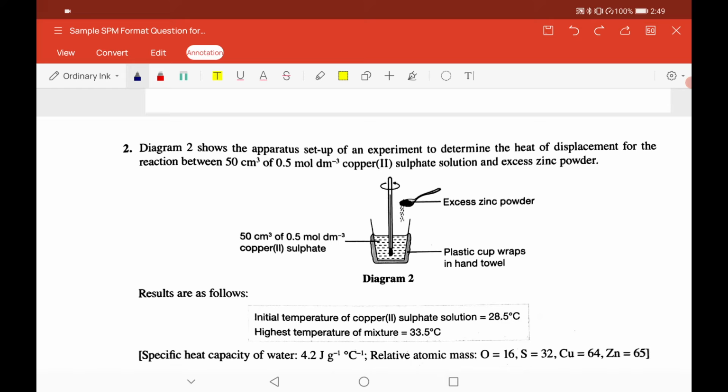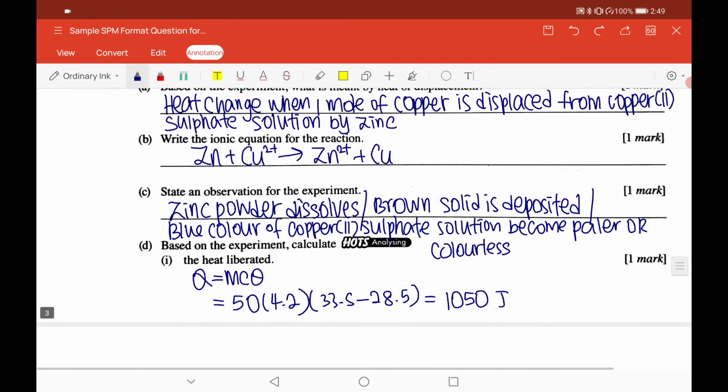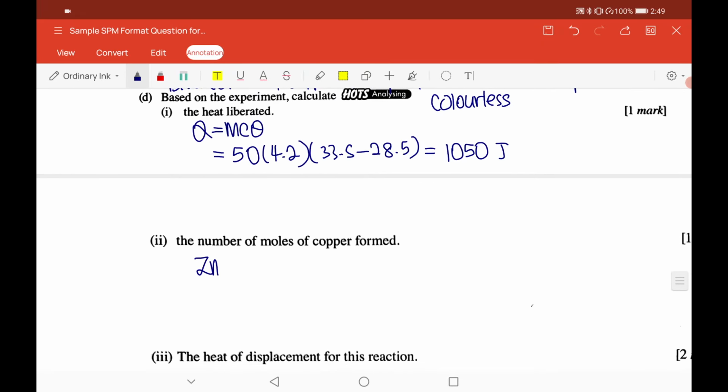So if they give you different information, you must write the chemical equation first. So the chemical equation is Zn plus CuSO4 become ZnSO4 plus Cu. Please don't memorize the equation. You must understand how to get this equation.